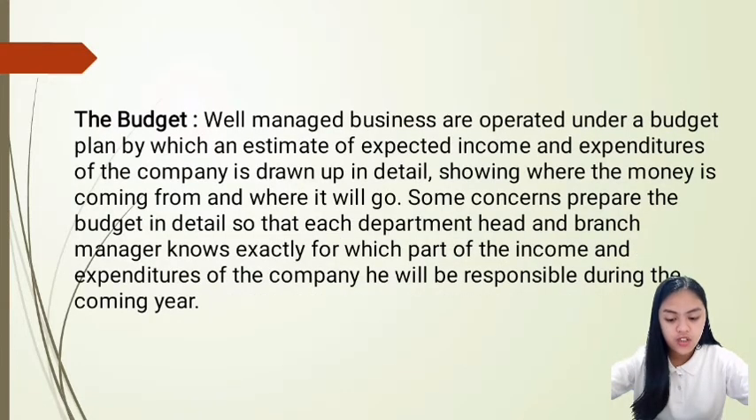So the next is the budget. Well-managed businesses are operated under a budget plan by which an estimate of expected income and expenditures of the company is drawn up in detail, showing where the money is coming from and where it will go. Some concerns prepare the budget in detail so that each department head and branch manager knows exactly for which part of the income and expenditures of the company he will be responsible during the coming year. Actual results are checked with the budget, which thus serves as a guide to the profitable operations of the business.